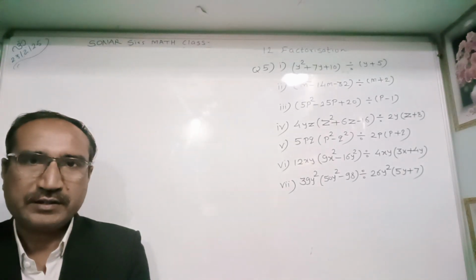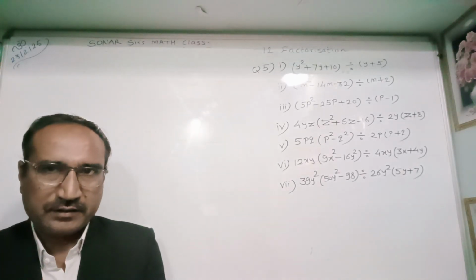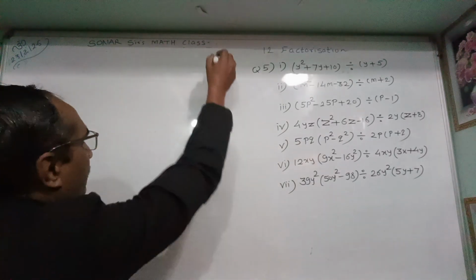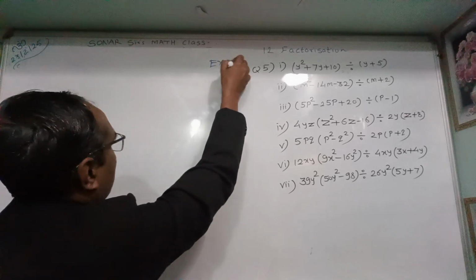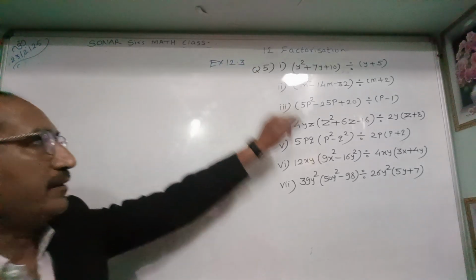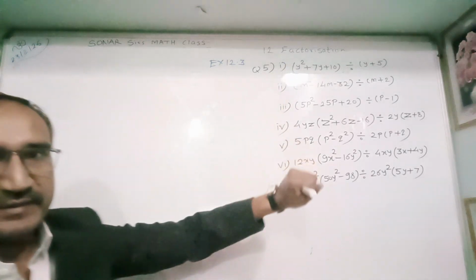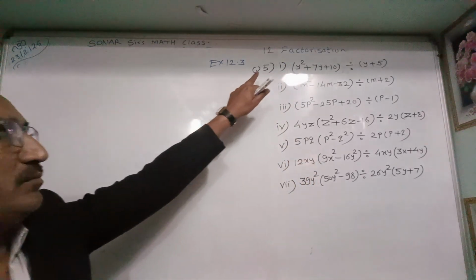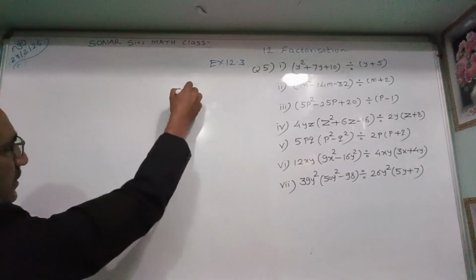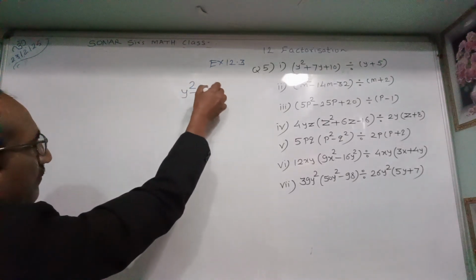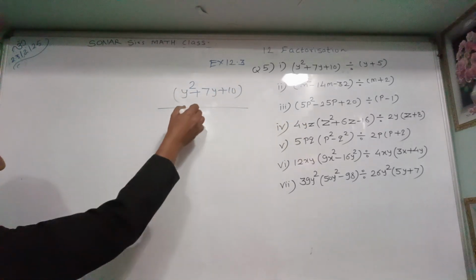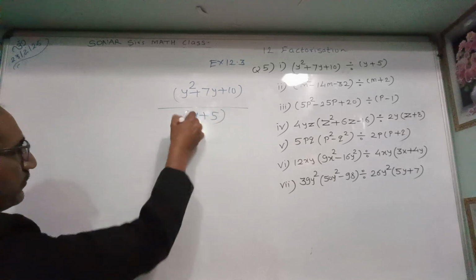Good morning, students. Let's start the last question of exercise 12.3, question number 5, factorize. Question number 5, first question: (y square plus 7y plus 10) divided by (y plus 5).